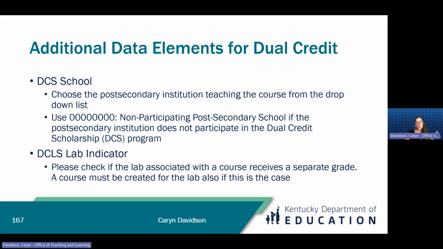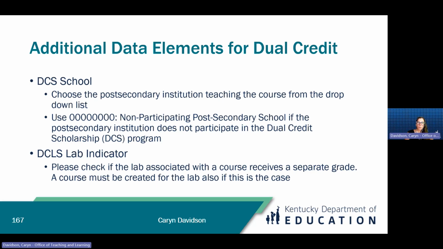On your dual credit courses, you'll also need to select the DCS school. That's for the dual credit scholarship. There's a drop-down pick list there, so you can pick the school. If a student happens to be taking a dual credit course at a non-participating school, you can use the all zeros selection.